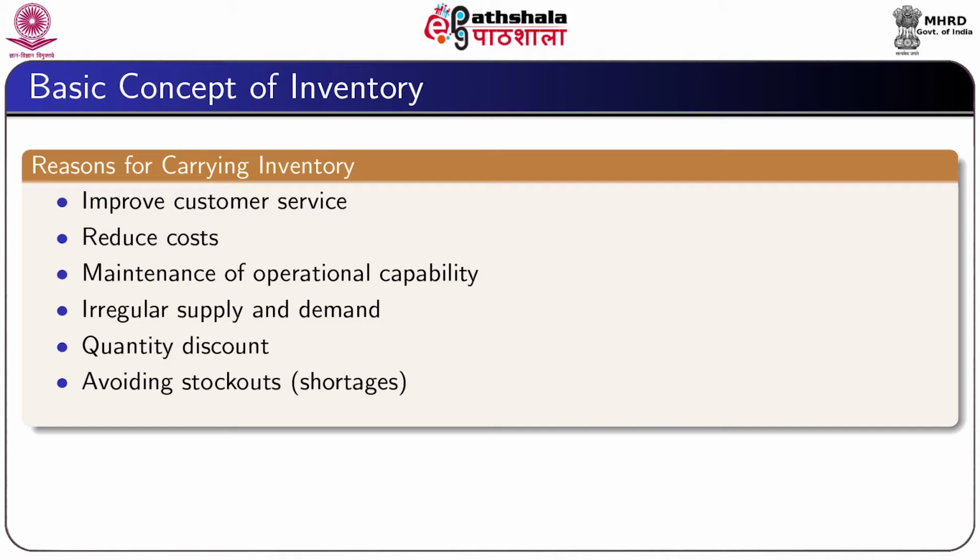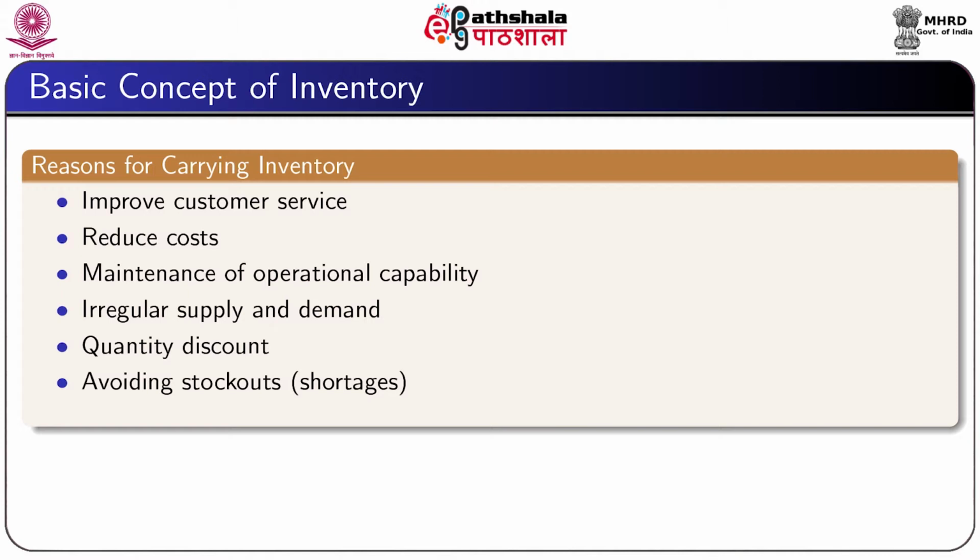For maintenance of operational capabilities, inventories of raw materials and semi-finished goods act as a buffer between successive production stages so that downtime in one stage does not affect the entire production process. To protect against irregular supply and demand, inventories provide protection against irregular supply and demand. An unexpected change in production and delivery schedule of a product can adversely affect operating cost and customer service level.